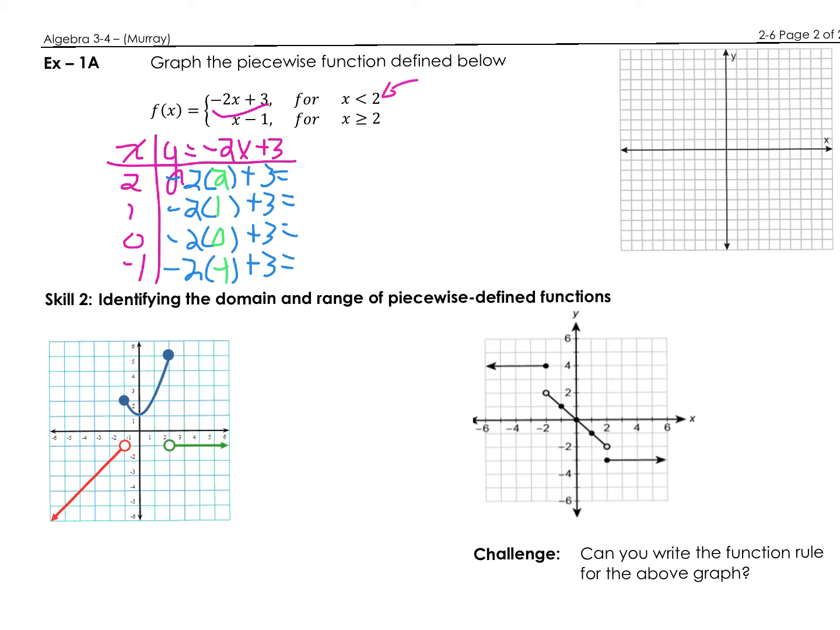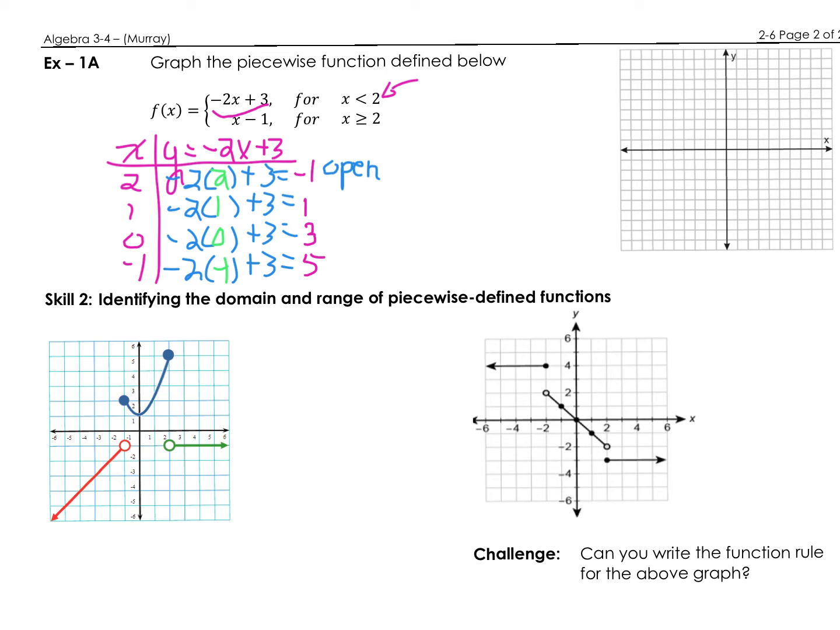And so I end up with negative 2 times 2 is negative 4, plus 3 is negative 1. Negative 2 times 1 is negative 2, plus 3 is 1. Negative 2 times 0 is 0, plus 3 is 3. Negative 2 times negative 1 is 2, plus 3 is 5. So I'm going to plot those ordered pairs, and this is going to be an open circle because this does not have an equals to on there. So that ordered pair 2, negative 1 is going to be an open circle.